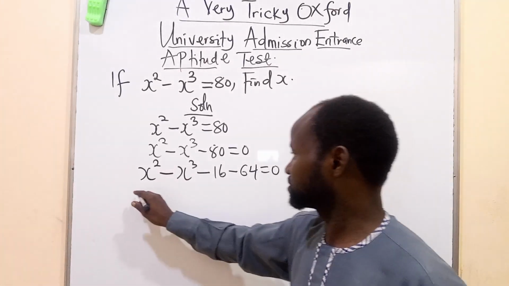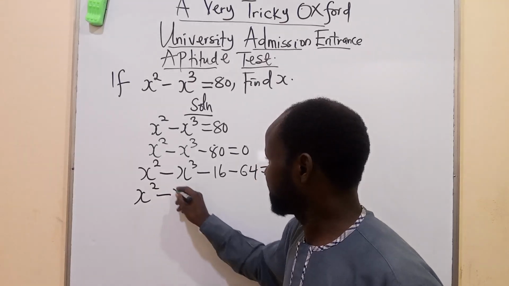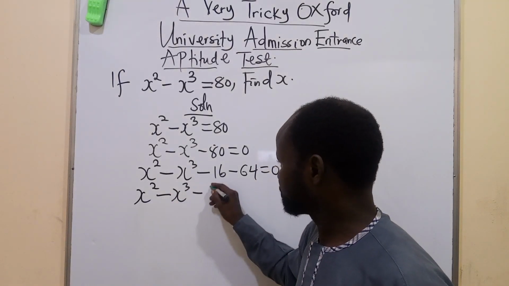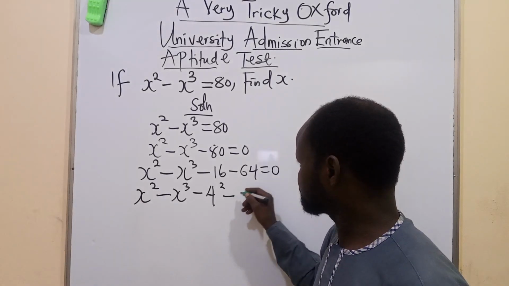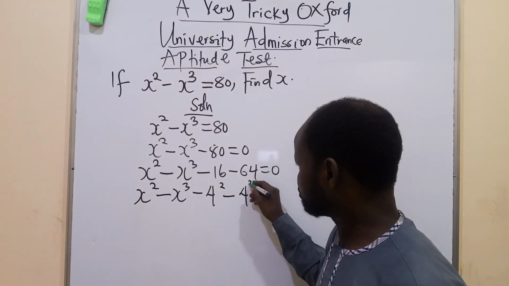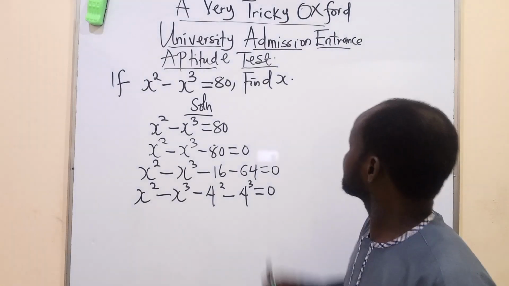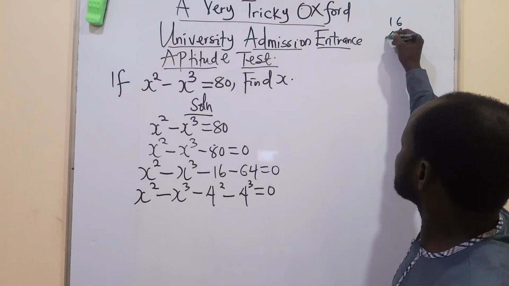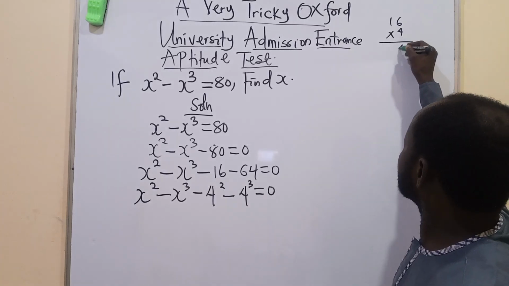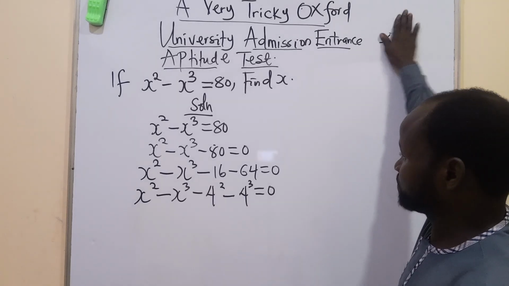Okay, so the next thing is to rearrange. But before I do that, I can write this as x squared minus x cubed minus 4 squared, which is 16 now, then minus 4 cubed, which is equal to 0. 4 cubed means 4 times 4 is 16, then 4 times 16 will give us 64.